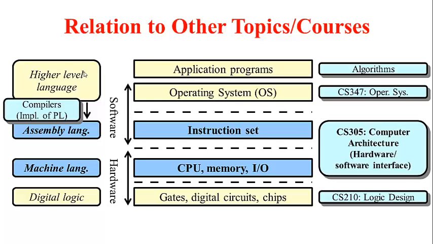If you look at the hierarchy to the left here, the application programs and operating systems are usually written in a higher level language such as C or C++ or Java. This higher level language gets converted into assembly language, which essentially corresponds to the instruction set of the computer. The assembly language gets converted to machine language, which is nothing but a binary version of the assembly language, and the machine language is in turn implemented using the digital logic.